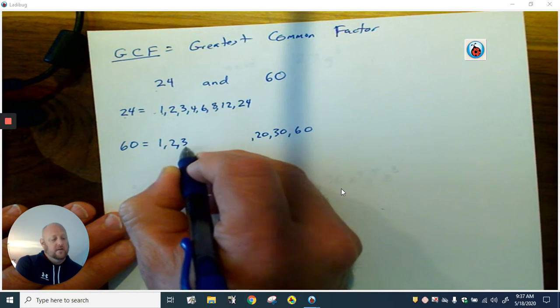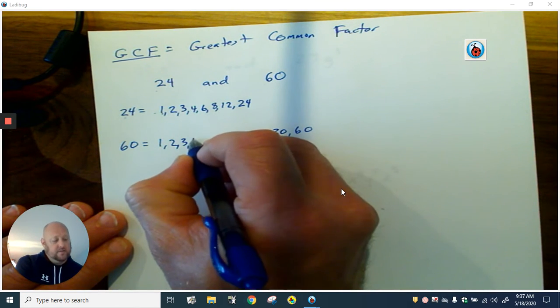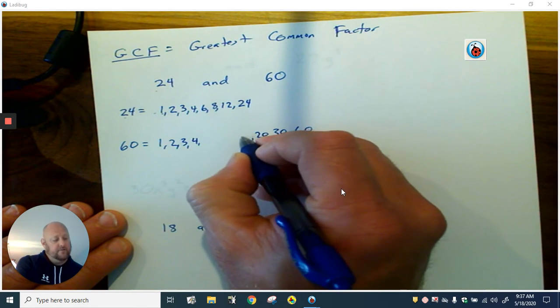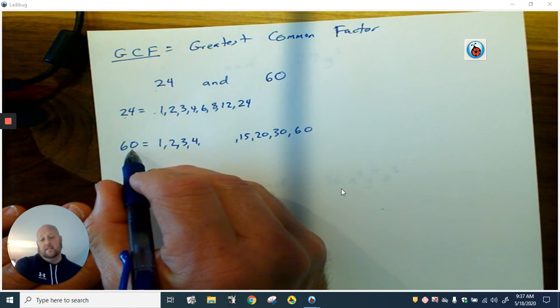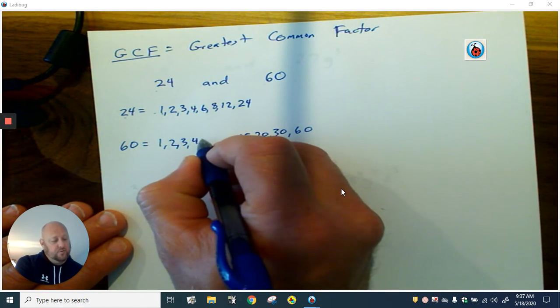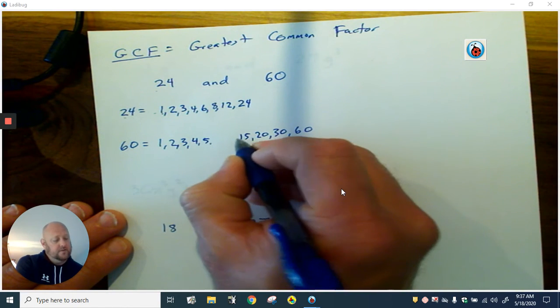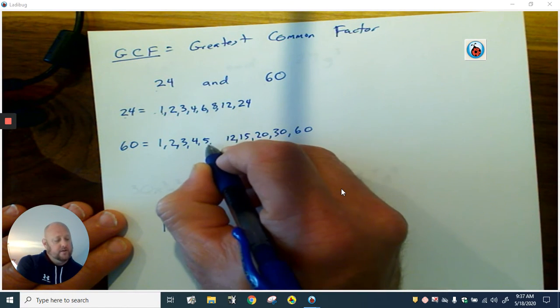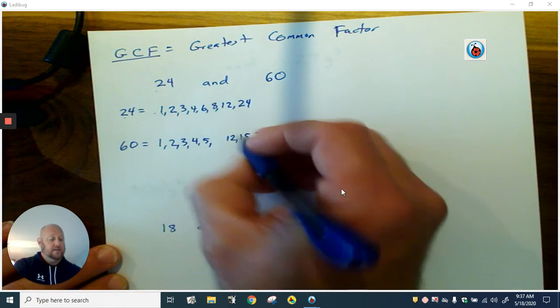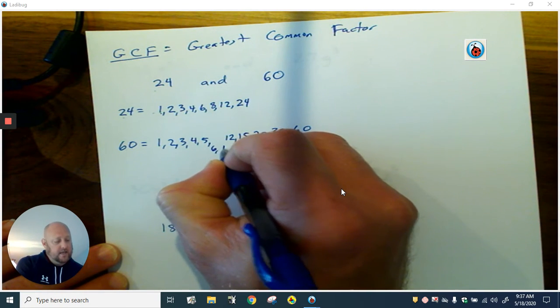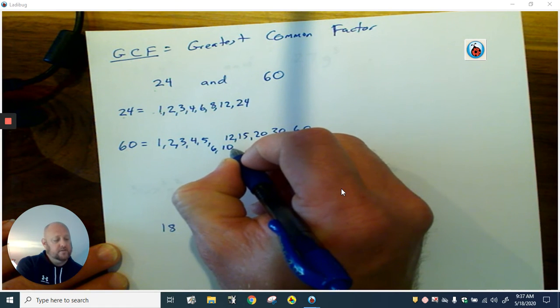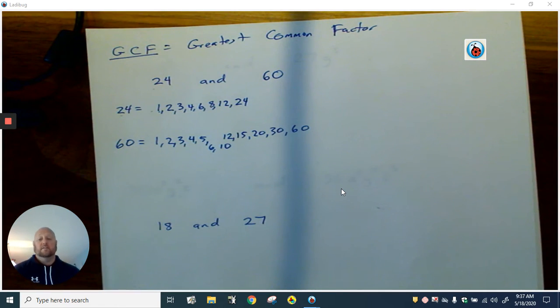Okay. 4 goes in there. 4 and 15. 5, it ends in 0, so you can go 5 and 12. And you just keep working yourself towards the middle here. 6 works, so you can go 6 and 10. That works. 7 does not go in there, and I think that's it.